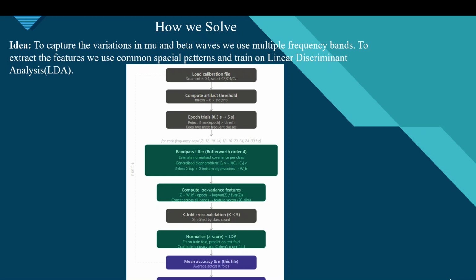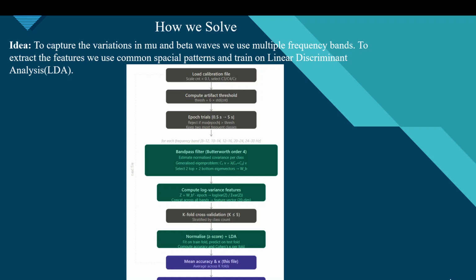So how do we solve this problem? First we load the calibration file or the dataset file and set the artifact threshold. What is the artifact threshold? When we measure the EEG signals, we get a lot of noise like our heartbeat, eye blink, etc. They all add some noise. So we keep a certain threshold and reject the signals which are above the threshold, because we know that they are not a part of our goal.